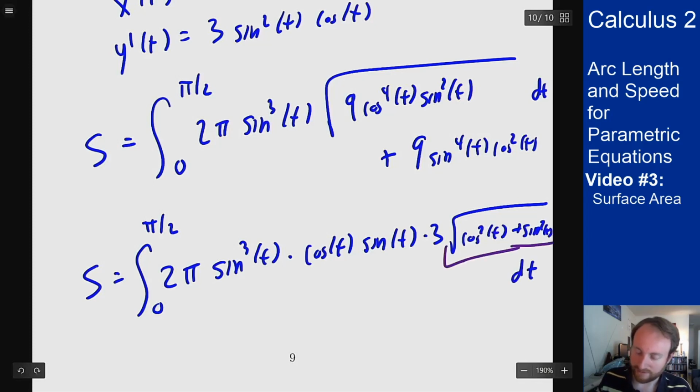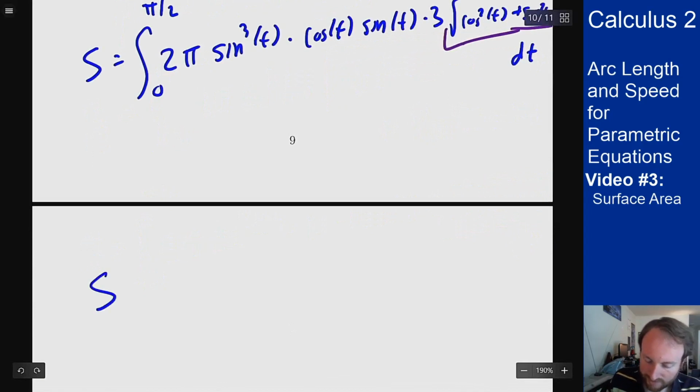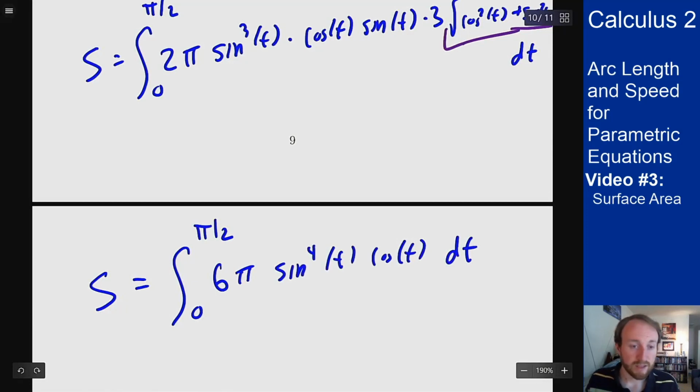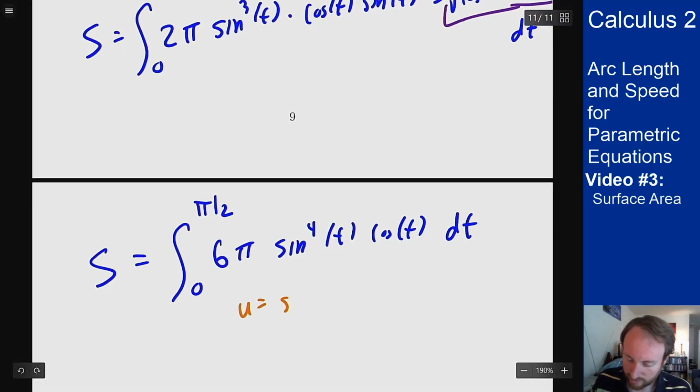This radical is now 1 because it's cosine squared plus sine squared, that adds to 1. That goes away, and I'm left with S being the integral from 0 to pi over 2 of now 6 pi sine to the fourth of t cosine of t dt. This falls into our trig integrals category, but thankfully it's an easy one. I can set u to be sine of t. du is then cosine of t dt.